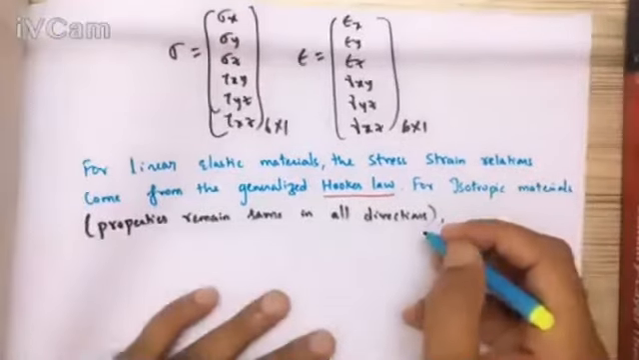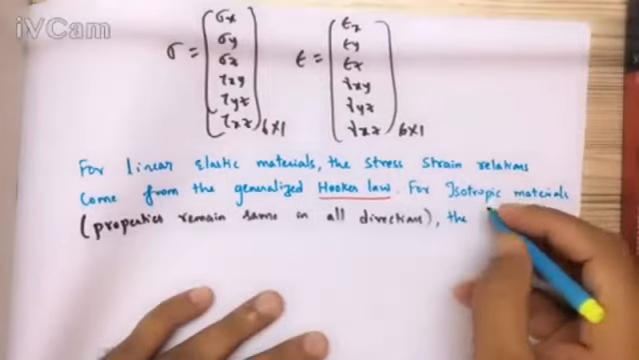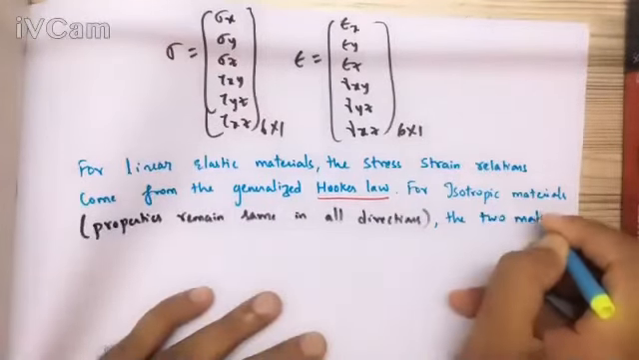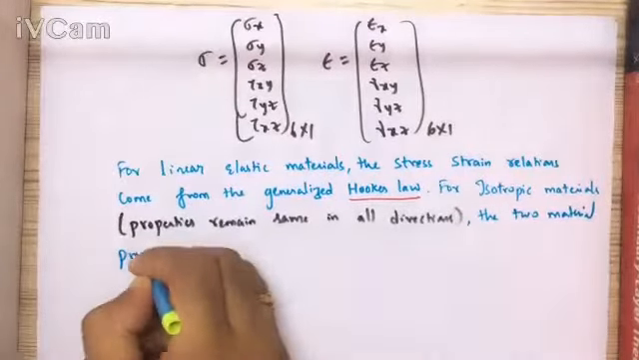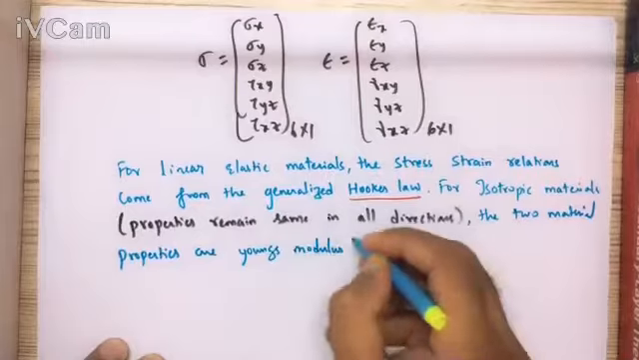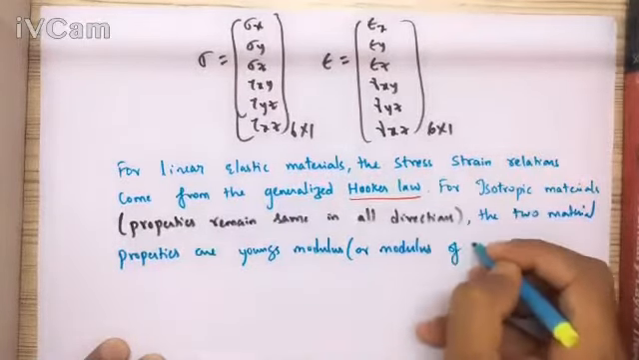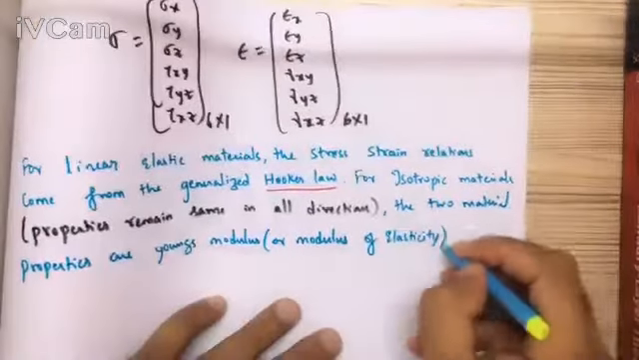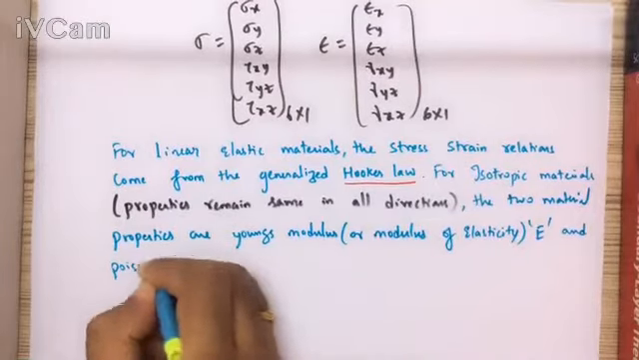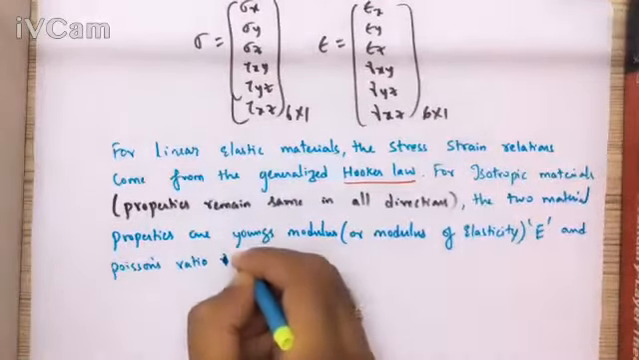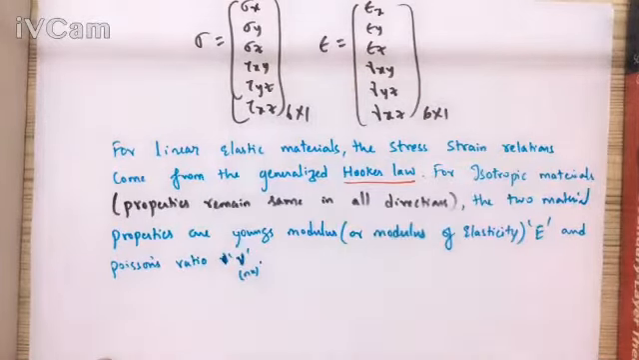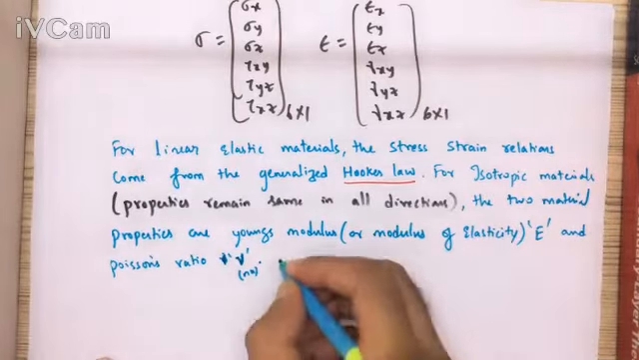For isotropic materials, the two material properties are Young's modulus, also called the modulus of elasticity, which is denoted by capital E, and of course Poisson's ratio, denoted by nu.